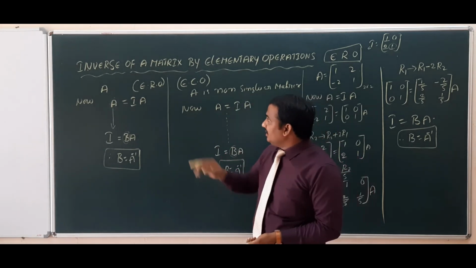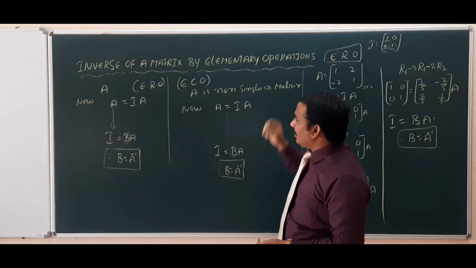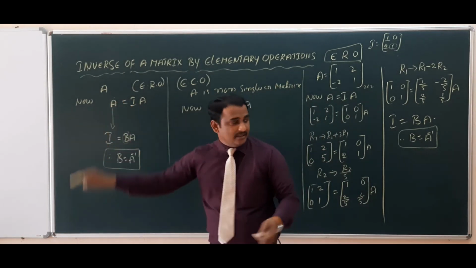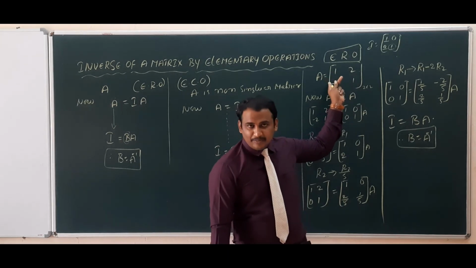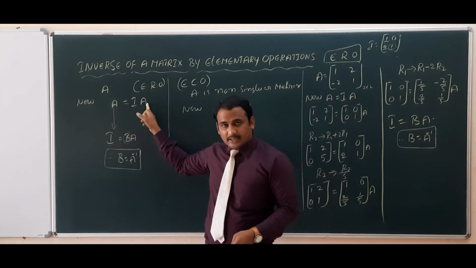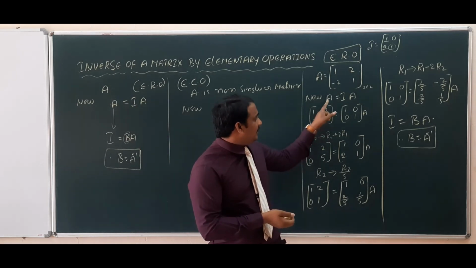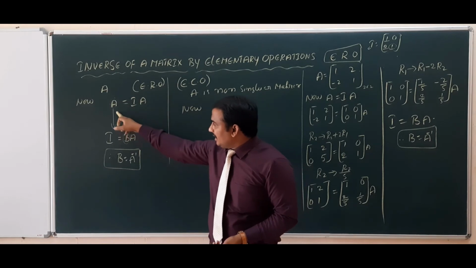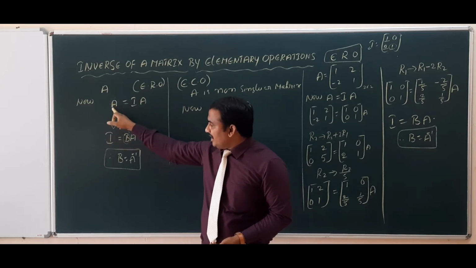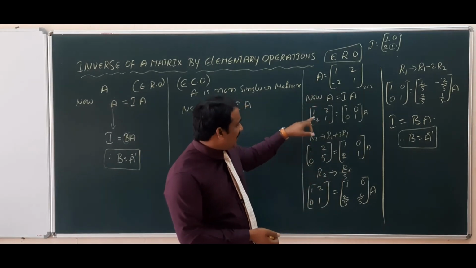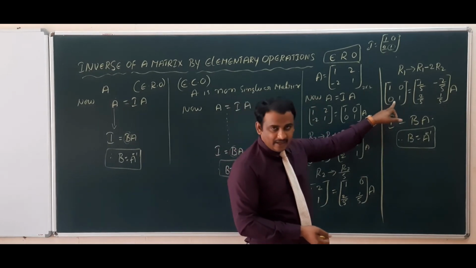Once again see your condition, inverse of a matrix by elementary operation method. First you have to take A as a non-singular matrix. After that, you have to write the condition A equal to IA. Next, using elementary row operations, till the left A matrix becomes the identity matrix.